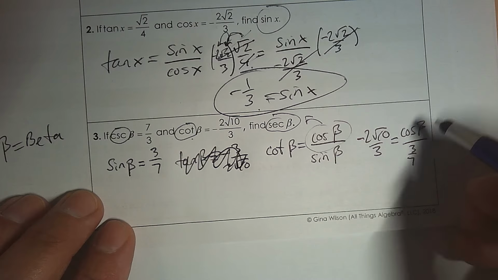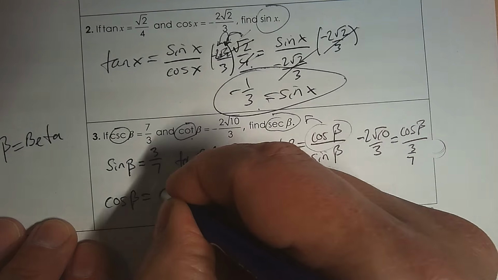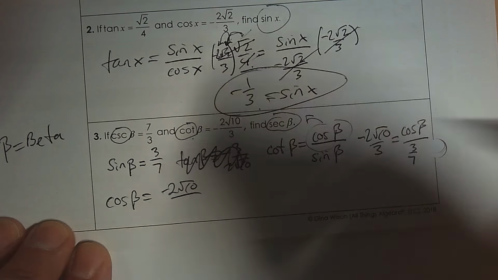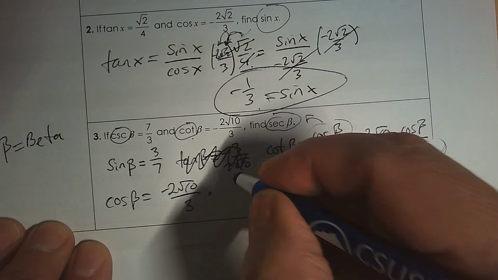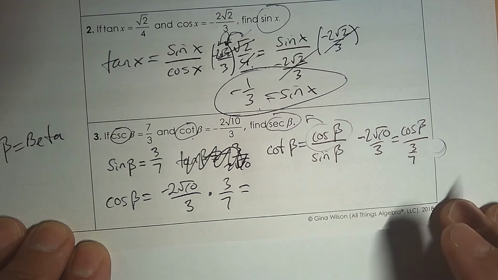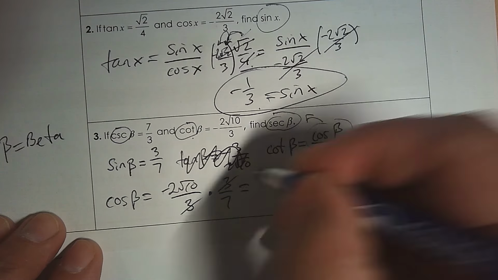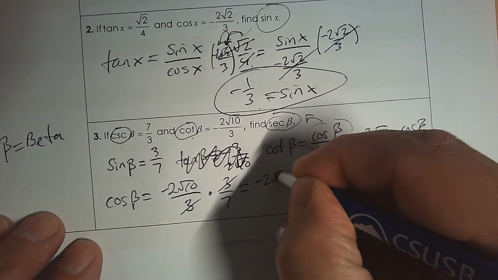So how do I get cosine beta by itself? What I do is multiply. So I'm going to multiply, not the reciprocal, just the fraction. So can you multiply? I'm going to multiply by 3 over 7. If 3 over 7 was in the numerator, then it would be the reciprocal. But because it's in the denominator, it stays the same. Then, do you see a way to simplify this? What happens to the 3's? And then what am I left with?